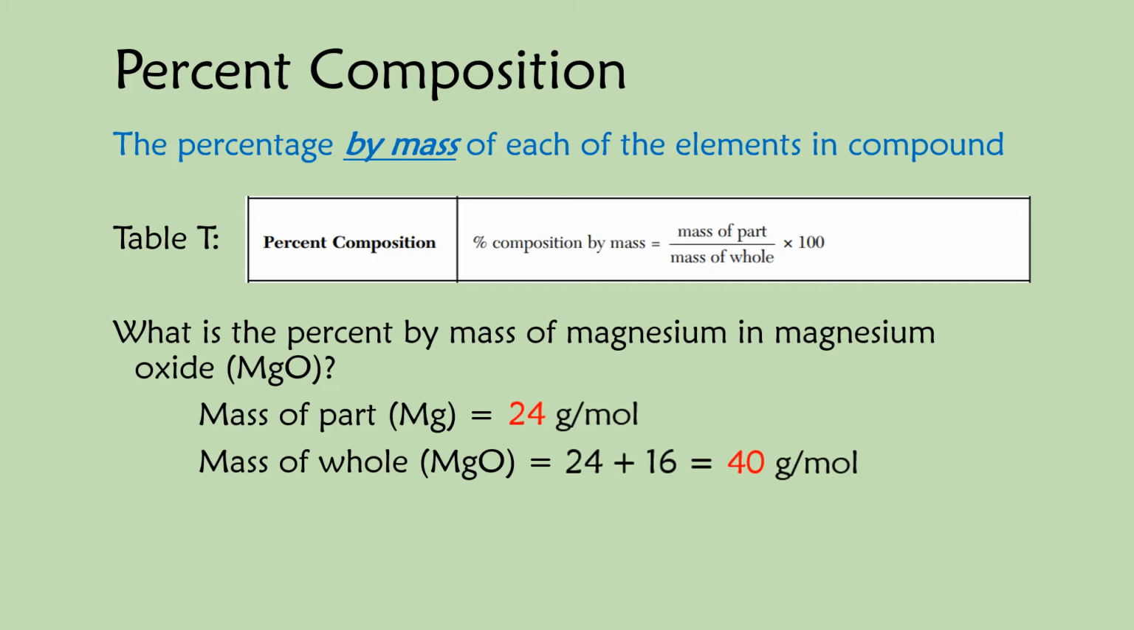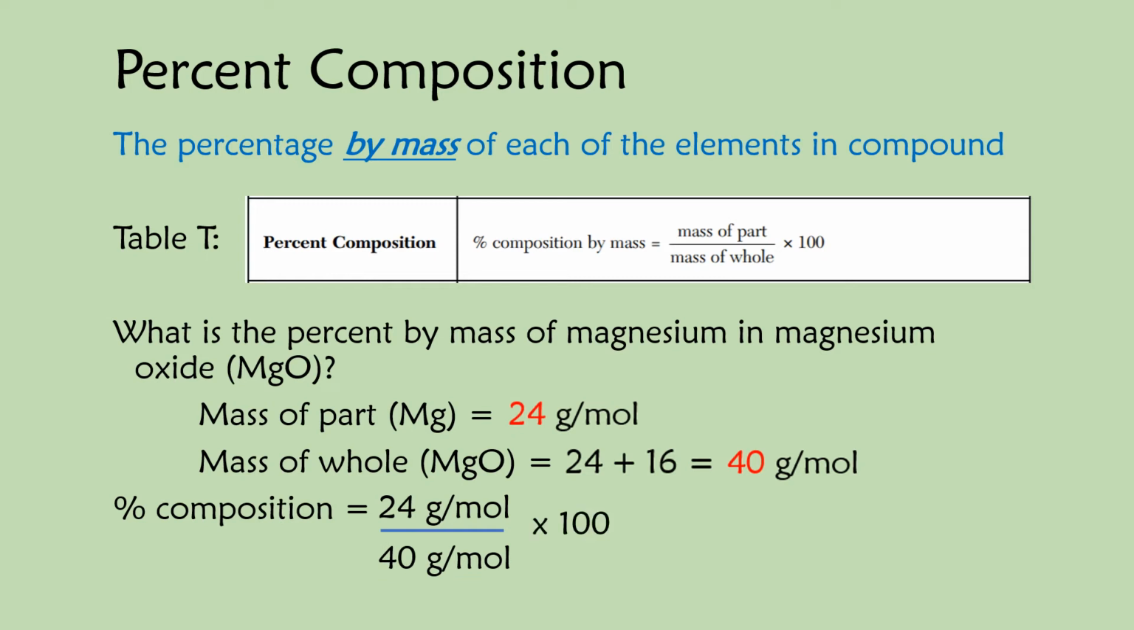Now we just need to plug in everything in the equation. Percent composition will be equal to 24 grams per mole for magnesium divided by 40 grams per mole for magnesium oxide times 100. Just do your math, and the answer turns out to be 60%, which means magnesium is 60% of magnesium oxide. As simple as that.